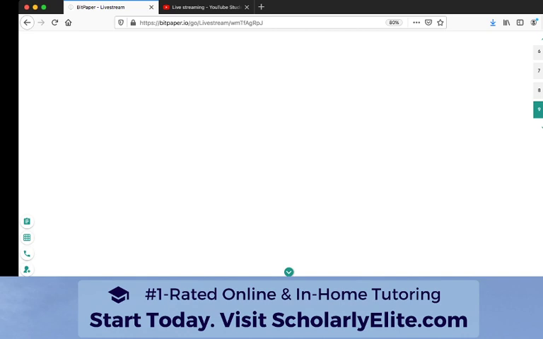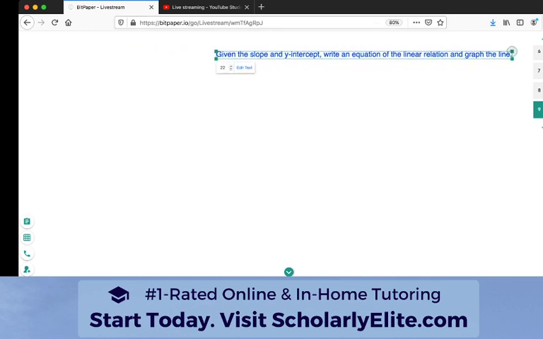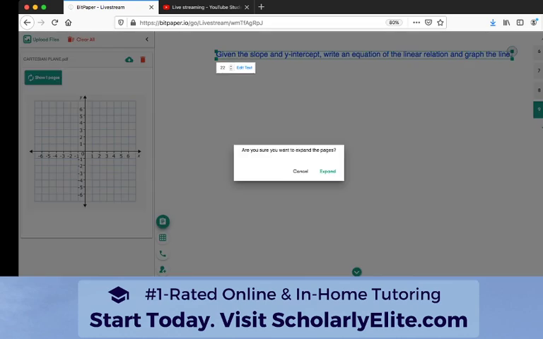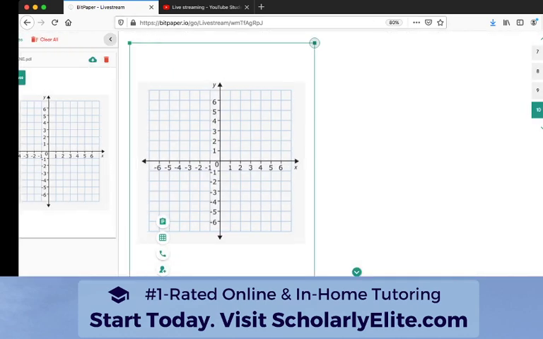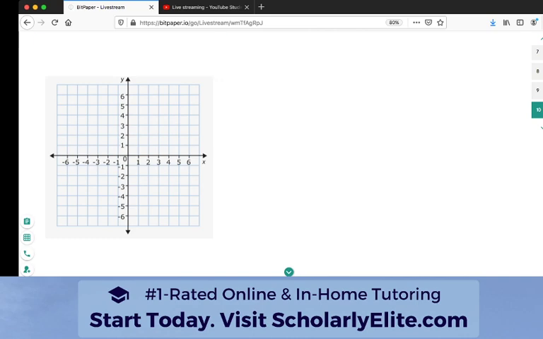Okay? So let's say that you're given this question. Let me just pull this up. So, given the slope and y-intercept, write an equation of the linear relation and graph the line. Okay, simple enough. We can definitely do that. Let's pull in one of our little Cartesian planes that I've got mocked up over here. Expand this guy. Let's just bring this guy over here. Perfect.